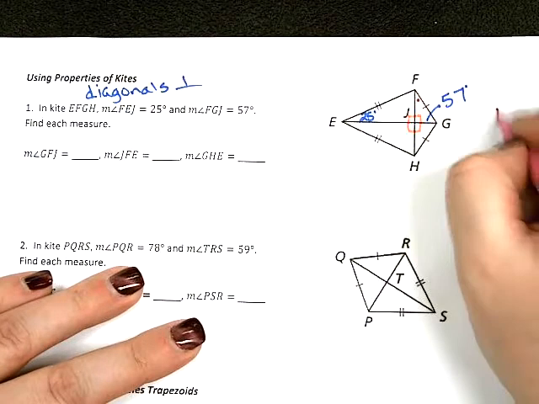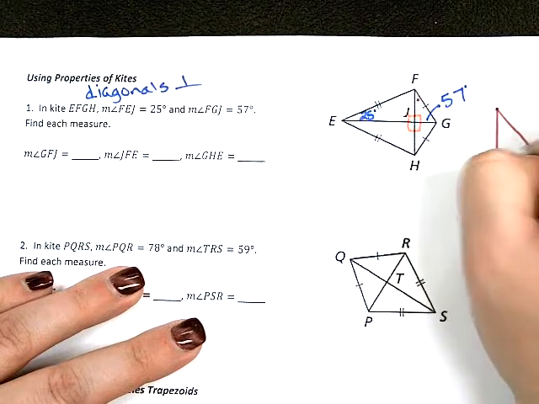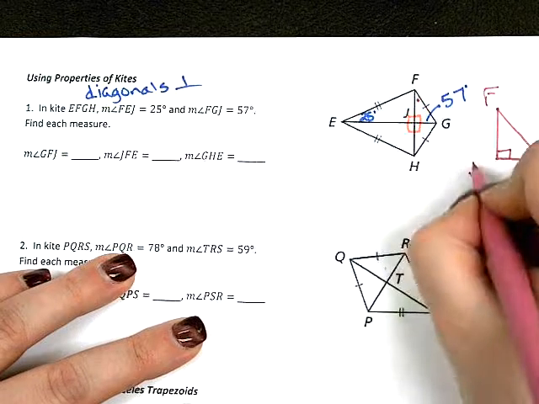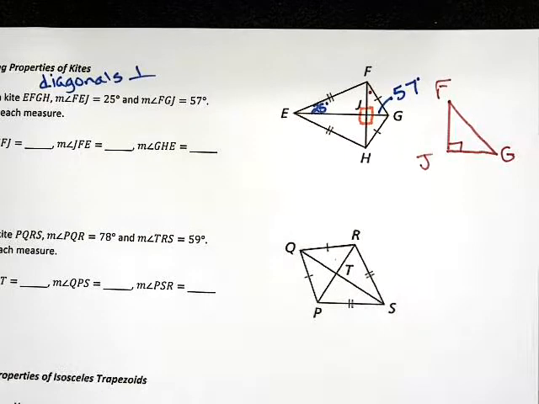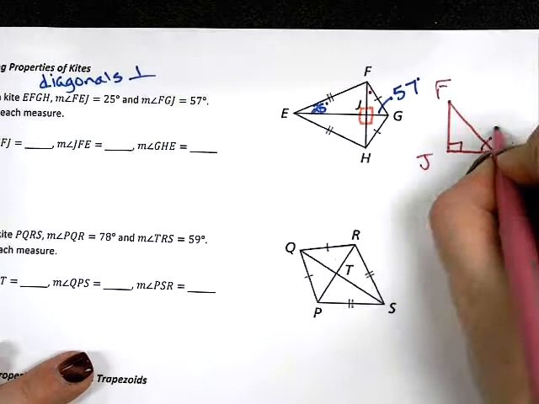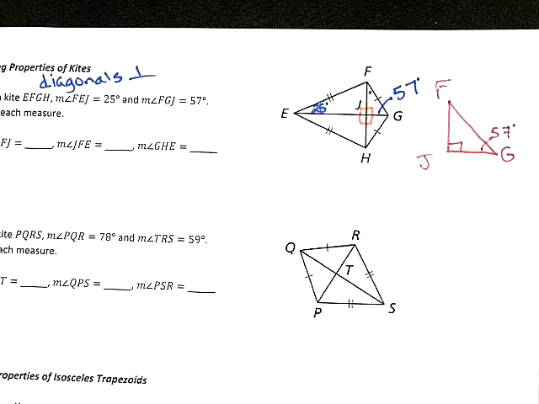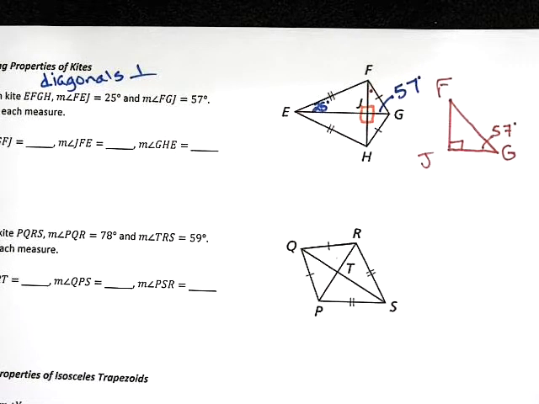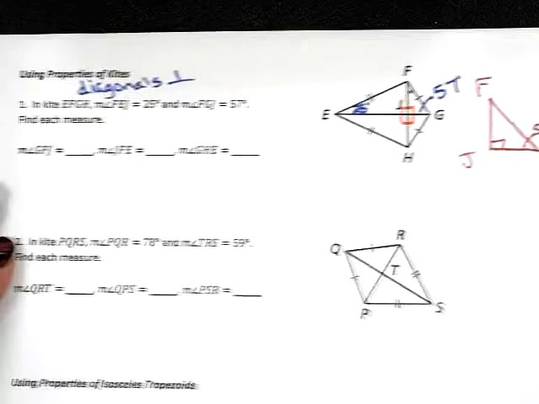So I'm going to go over to the side. I'm going to draw us another triangle because we've got F, G, and J. We know that that's a right angle because the diagonals are perpendicular, and we were given that this angle was 57 degrees. So hopefully you guys remember your triangle sum. It's got to equal 180. Or if you remember that in a right triangle, the acute angles are complementary, you could do it that way as well. Either way, we get that the measure of angle GFJ is going to be 33 degrees.